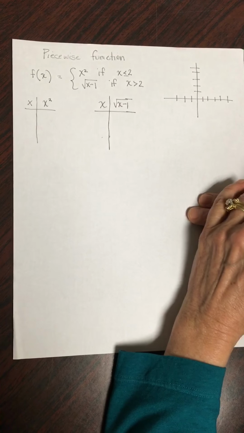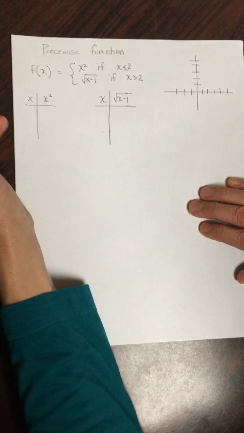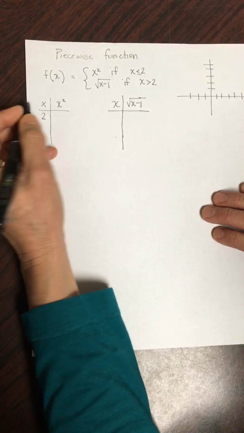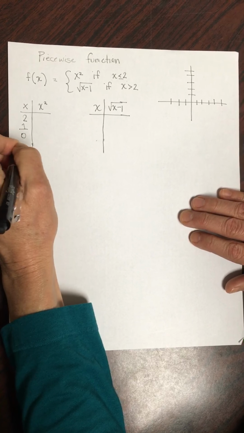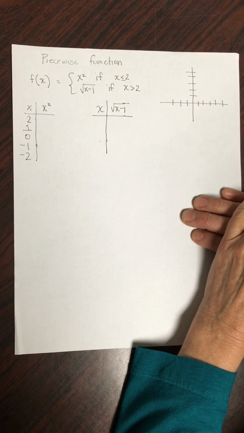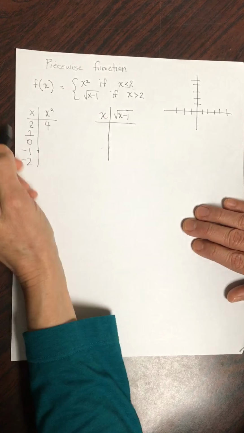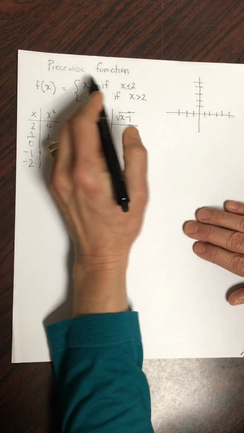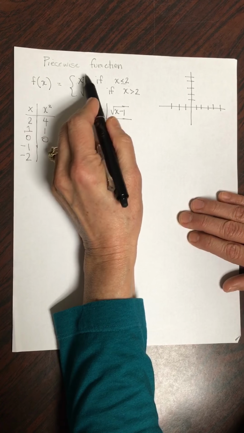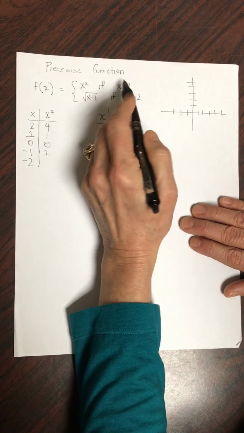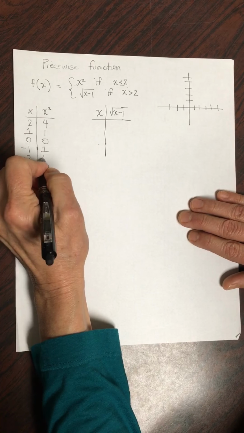All right, so how does this all work? Well, it depends on what your restrictions on x are. When x is less than or equal to 2, we can use 2, we can use 1, we can use 0, we can use -1 and -2, just for some examples. If we put 2 in, 2 squared is 4. If we put 1 in, 1 squared is 1. If we put 0 in, we get a 0. If we put -1 in, -1 squared is 1. And if we put -2 in x squared, we get a 4.